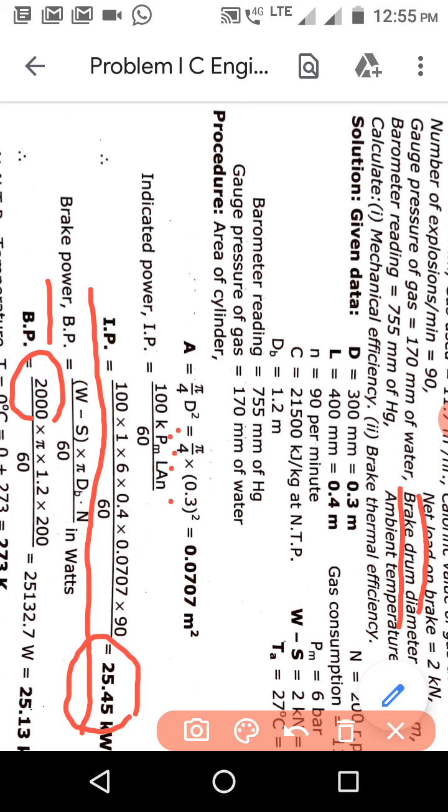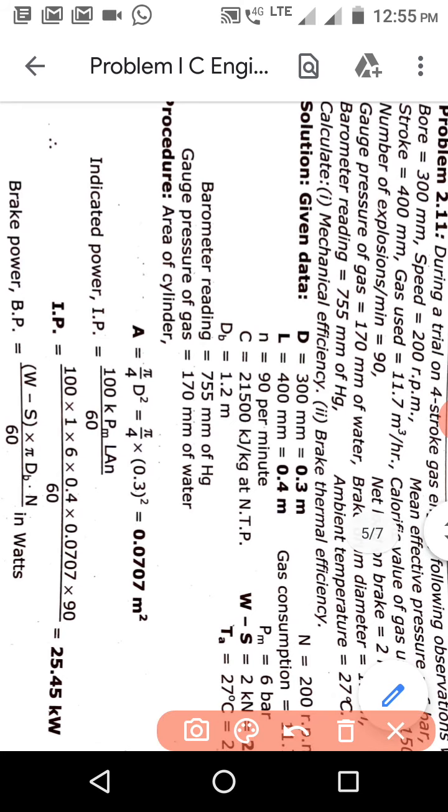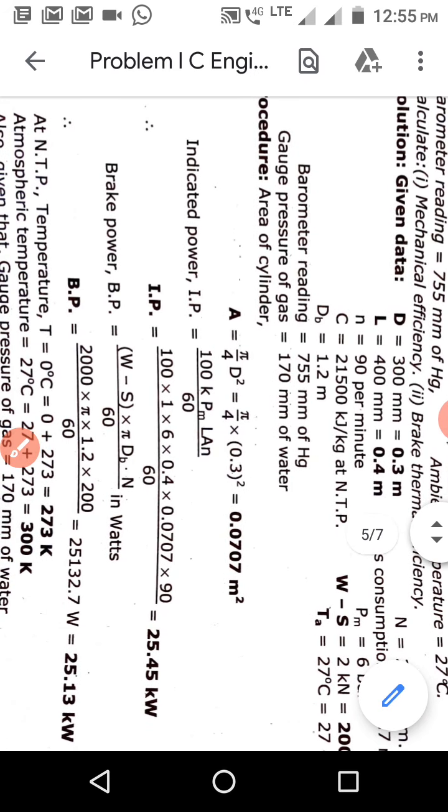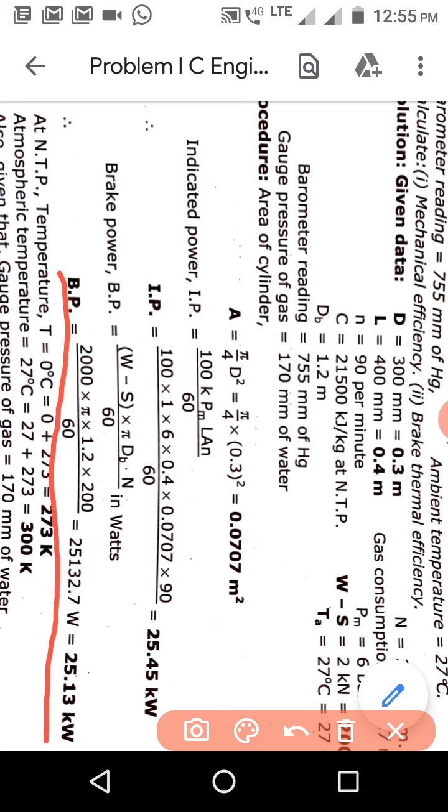N is given, that is equal to 200 revolutions per minute. So N is given, that is equal to 200 RPM that we are using over here. So all the data for calculating brake power is given, and with the help of this data we have calculated the brake power.